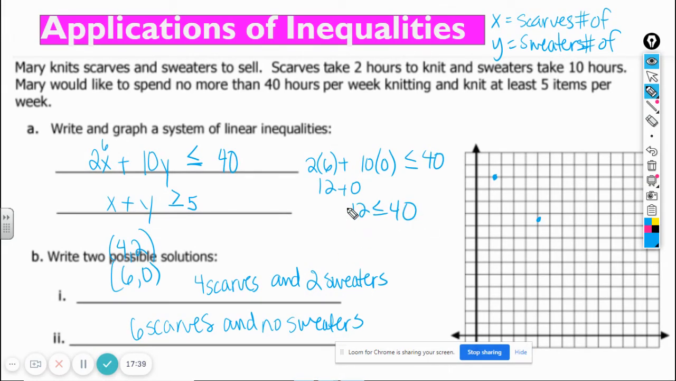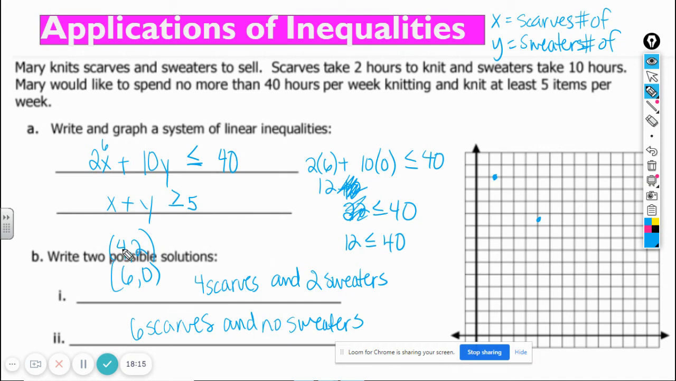So that's how many hours she would work if she did 4 scarves. Wait a minute, that's not right. I just caught that myself. Okay, 22 hours. No, that is right. Oh, no. Okay, I confused you. So 6 and 0, yes, that would be correct. That's 12. She would have spent 12 hours, but she would have had the right amount of items. Because look, 6 plus 0 is still 6, and that's more than 5.